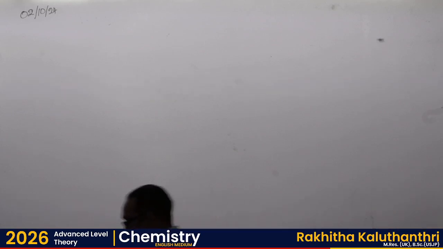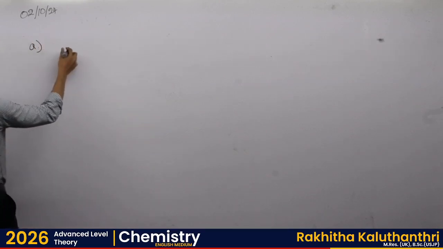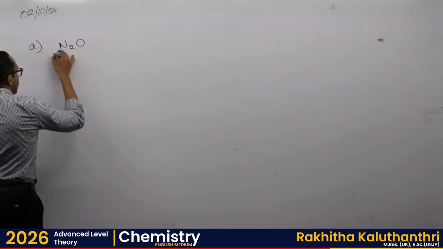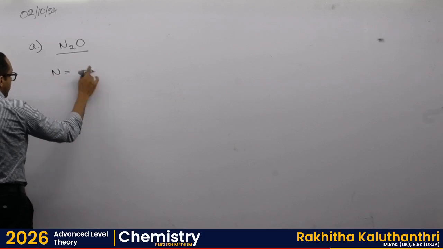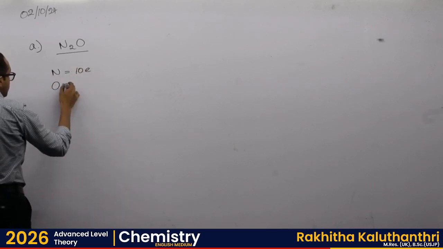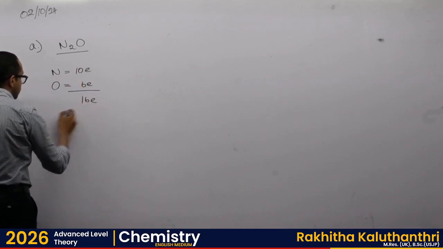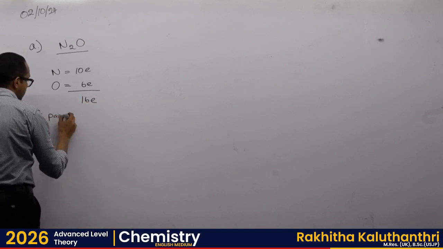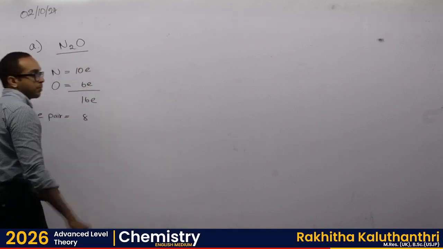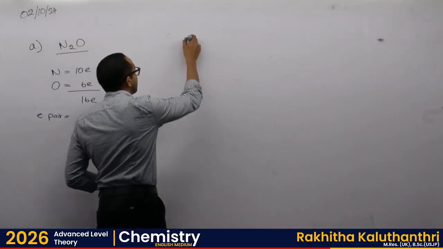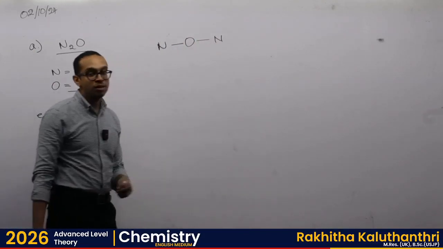I'll quickly do that question, otherwise I can't move forward. For the A part of the question that I gave you, N2O, nitrogen has 5 outer electrons, and there are 2 nitrogens, so that is 10 electrons. Oxygen has 6 electrons in the valence shell, so therefore 16 electrons. The electron pair number would be 8 electron pairs. Now we have to pick a central atom. Now I know some of you did this, right? If you have done that, it is wrong.